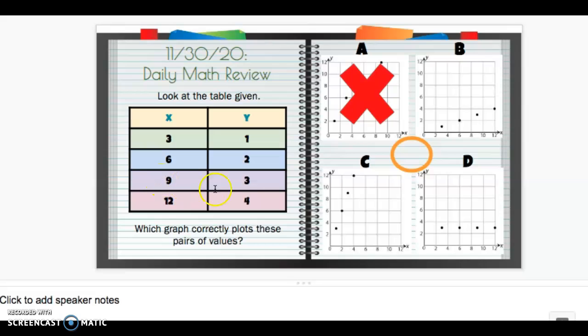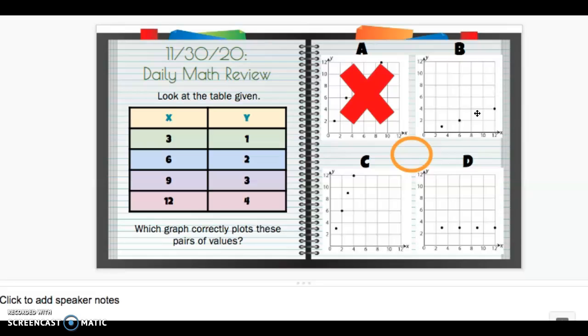Now we have 9, 3. 9 is our X, 3 is our Y. So I start at my point of origin. I go to my 9. So I'm going to walk. 9 is in between 8 and 10. So I'm there. Then I've got to go up to 3. 3 is in between 2 and 4. There's a dot there. So far, B is looking pretty good. But again, we want to go all the way through to make sure.